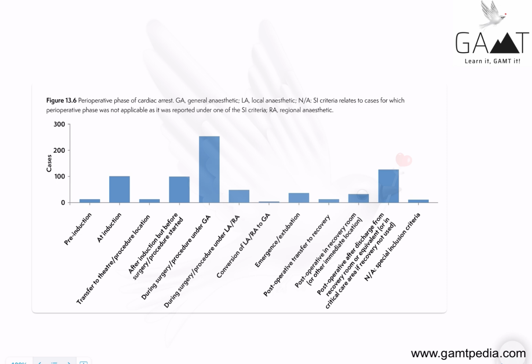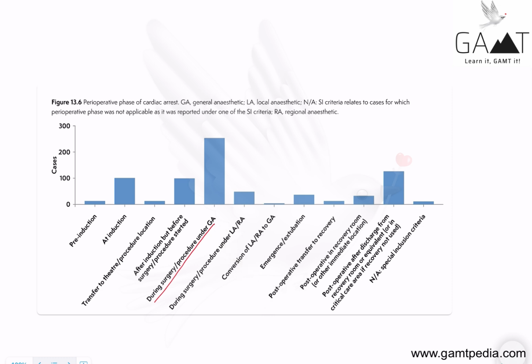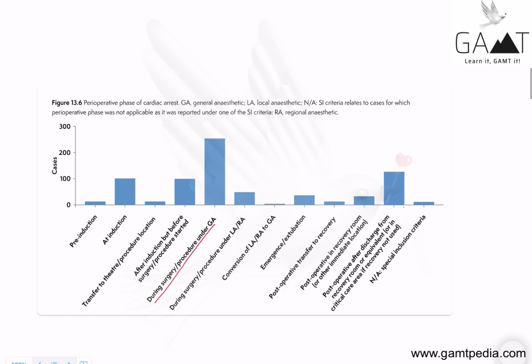So what is the perioperative phase of cardiac arrest? When does it actually happen? The majority of cardiac arrests happen during surgery. The next highest incidence, and I was a bit surprised to see this, is postoperative, after discharge from the recovery room. That's the second highest. Then comes after induction but before the surgery has started, and then an equal percentage at induction, at pre-induction, and during transfer to theatre. So all these happen before the surgery is even started.